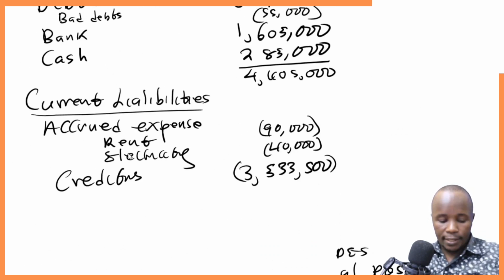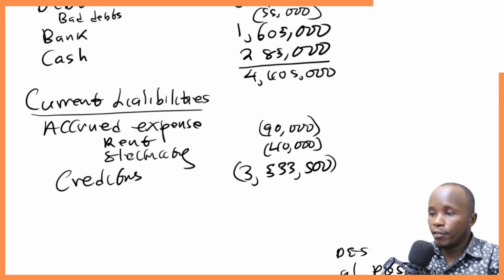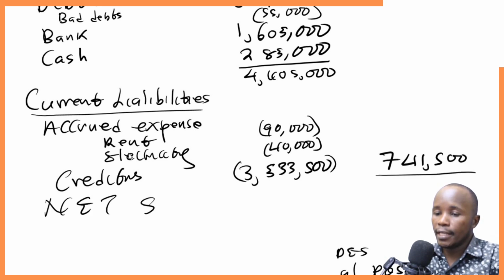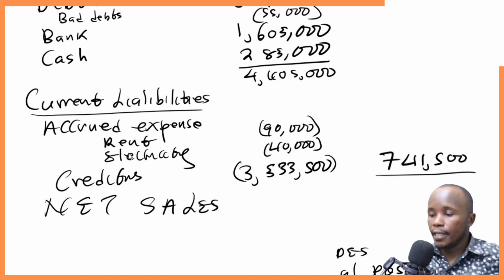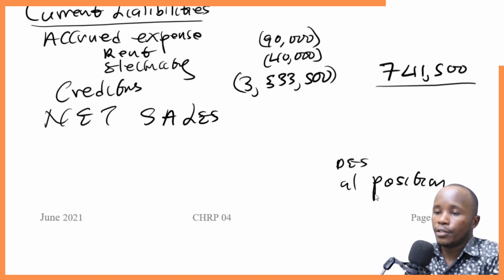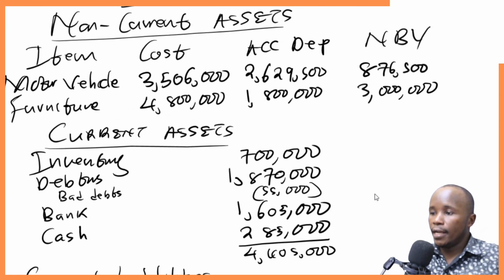So get their net values here. I have 440 minus 130,000 minus 3,533,500. So what I'm bringing here is 741,500. These ones are going to give me what we call net sales. Not net sales, sorry, net assets. I'm sorry for that. This is going to give me net assets.